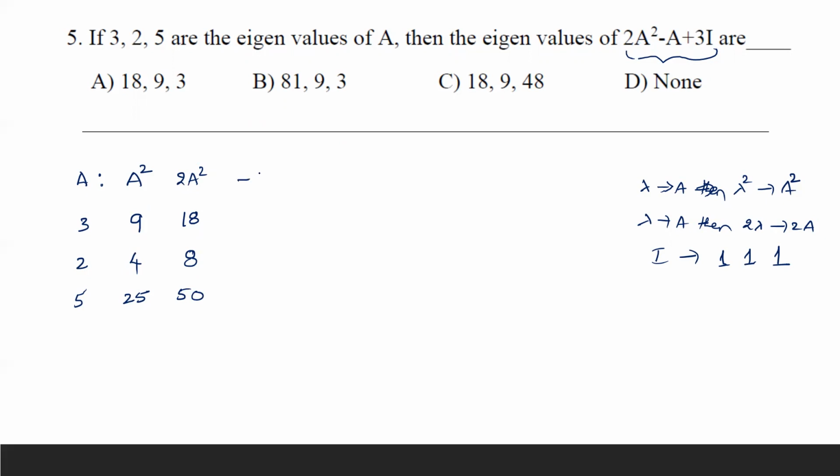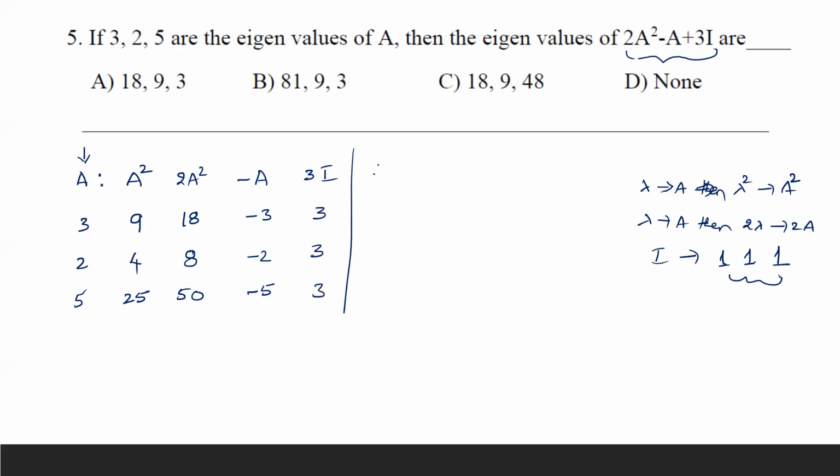Then we have minus A. You know already the eigenvalues of matrix A. If you multiply these three eigenvalues by the minus sign, they are the eigenvalues of minus A. So they are minus 3, minus 2, and minus 5. Then what are the eigenvalues of I? We know already they are 1, 1, 1, right? Therefore, for 3I, we need to multiply these three eigenvalues by the number 3. So for 3I, the eigenvalues are 3, 3, and 3.